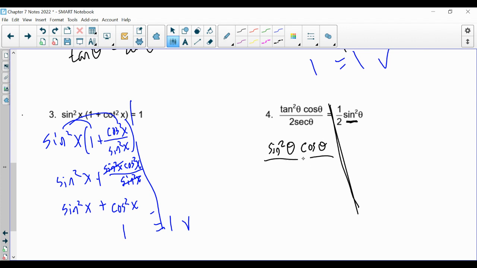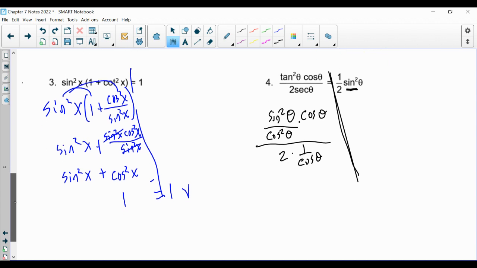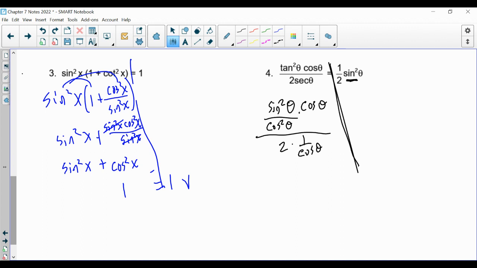So I get, oops, 1 second. So sine squared over cosine squared theta, because it's tangent squared, that's just being multiplied by cosine theta. And then this is 2 times 1 over cosine theta. Now you can do more than one property at a time, as long as they're not affecting each other. So you can see here, I changed tangent to sine over cosine. I changed secant to 1 over cosine. They didn't affect each other, so it's okay to do those at the same time.